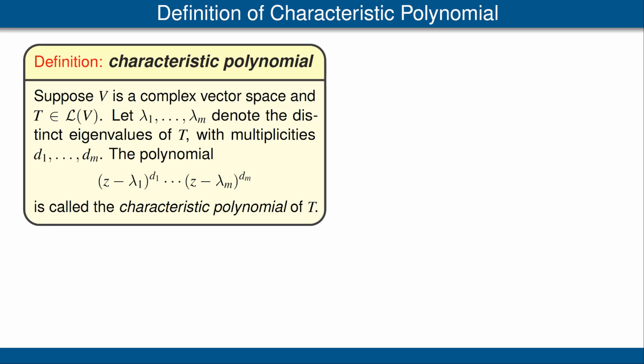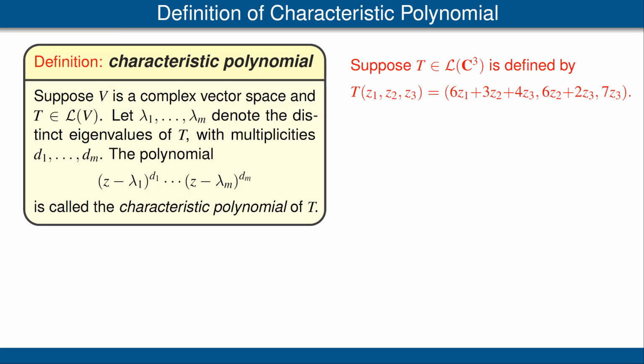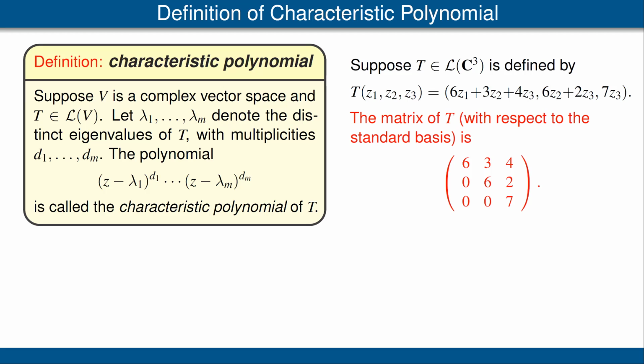Let's look at an example. Suppose T is the operator on C3 defined by the equation shown here. With respect to the standard basis of C3, here's the matrix of T. As you can see, this is an upper triangular matrix.